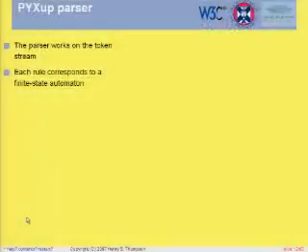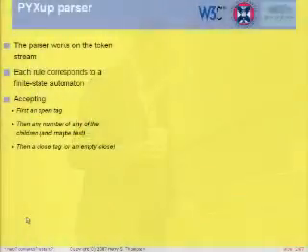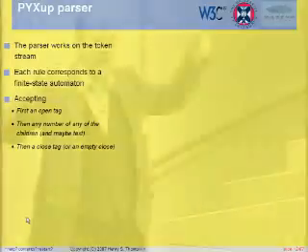So what do we do with this? The parser works on the token stream. Each rule corresponds to a finite state automaton. Notice, because it's parsing the token stream, it takes an open tag token and then some content and then a closed tag token. That's what the parser for the token stream has to do.